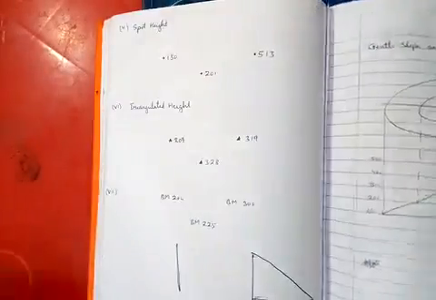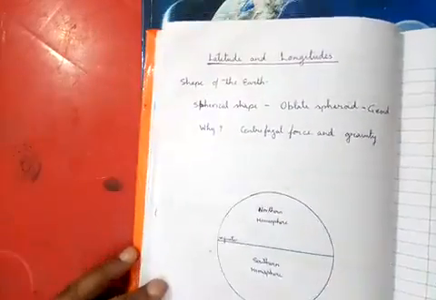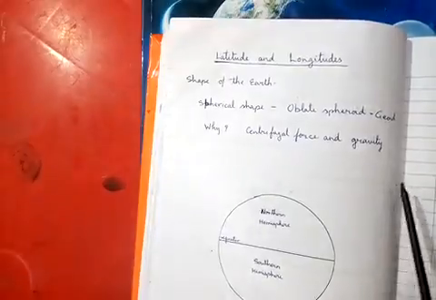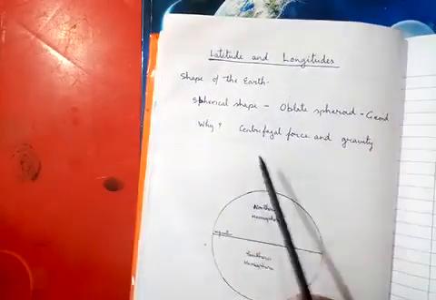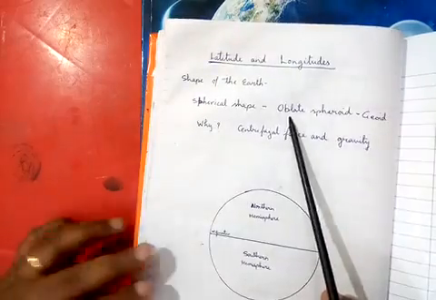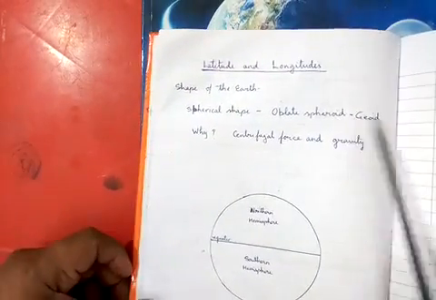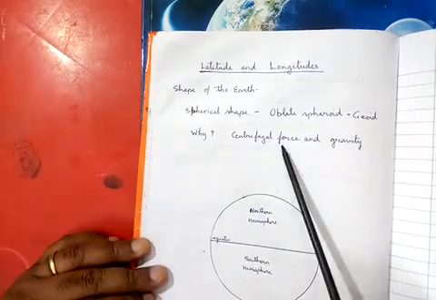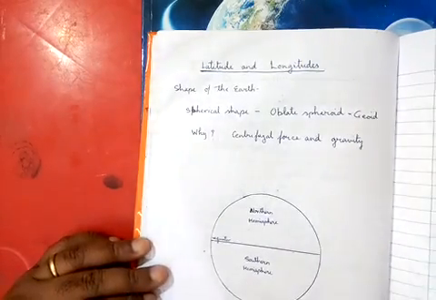So, in the previous class, if you remember, in this chapter, latitude and longitude, first of all, I explained to you about the shape of the earth. And all of you know that the shape of the earth is an oblate spheroid. It is also called a geoid. Why is it so? Because of the centrifugal force created by the gravitational force of the earth.